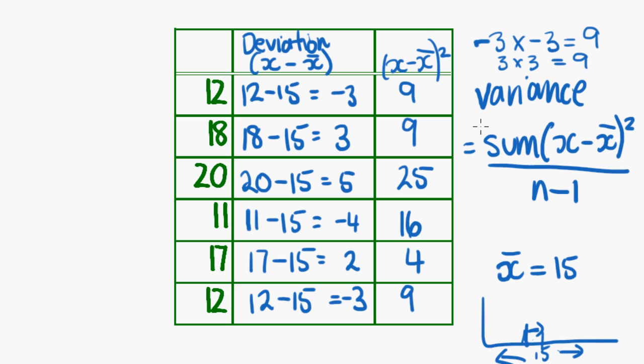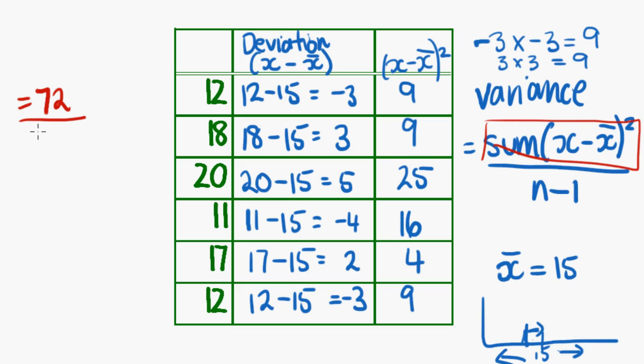Now I can do this top part of the equation over here because I know what the sum of these x minus the mean of x squareds is by adding these up. So I want 9 plus 25 plus 16 plus 4 plus 9. And that is 72. So the top part of my equation to figure out what the variance is going to be equal to is 72.